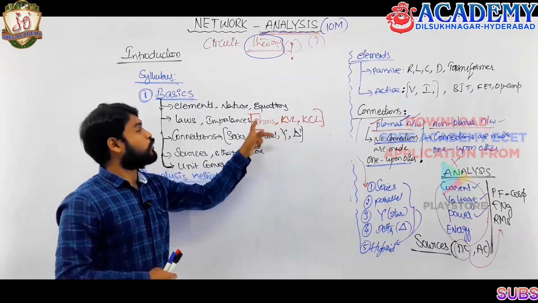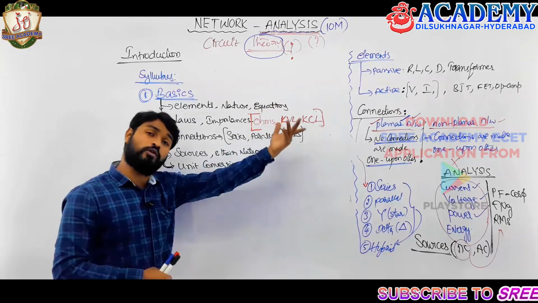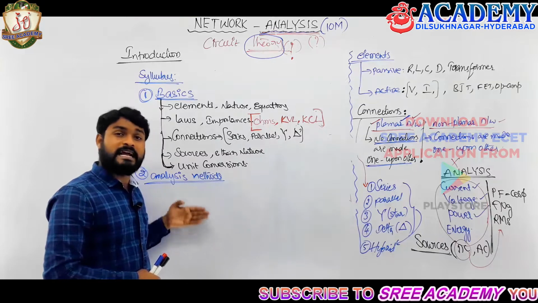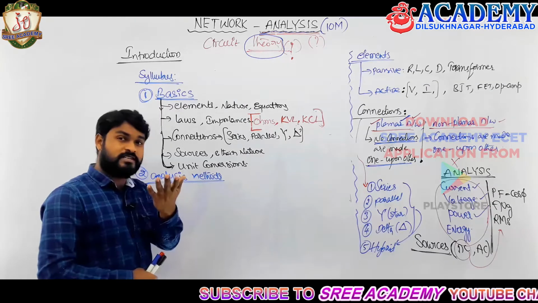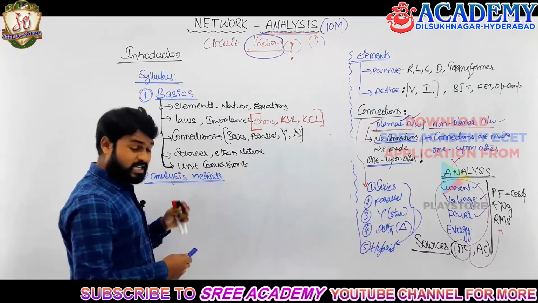Whenever you use Ohm's law plus KVL, that becomes one analysis. Ohm's law plus KCL, that becomes one more analysis. So two methods are there. Standard analysis we call loop analysis, which is mesh analysis, and one more, nodal analysis. So those are standard.